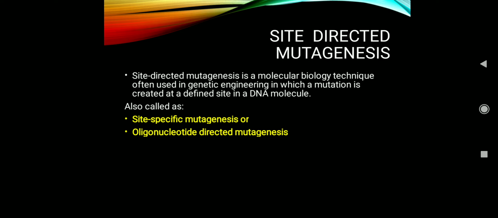Now, what is this oligonucleotide? Oligonucleotides are a chain of nucleotides. The chain is made up of 10 to 15 nucleotides or sometimes 25 to 45 nucleotides, which is less than 100. If there are less than 100 nucleotides in a chain, then that is called an oligonucleotide. So in this mutagenesis, we are going to use an oligonucleotide. Therefore, it is also called oligonucleotide directed mutagenesis. So you have to remember, in site-directed mutagenesis, we are going to create a mutation at a specific site in the DNA molecule.